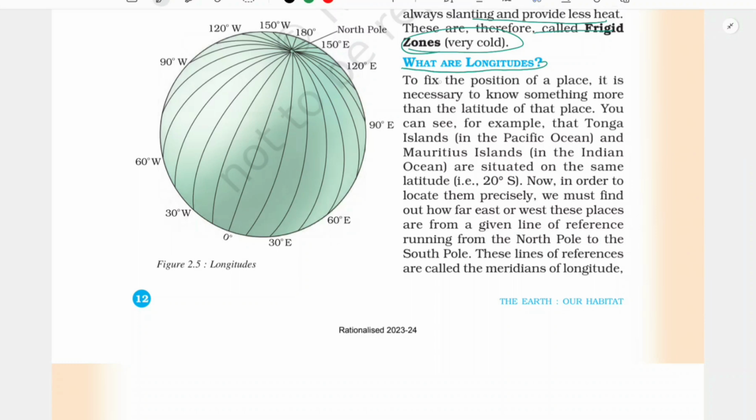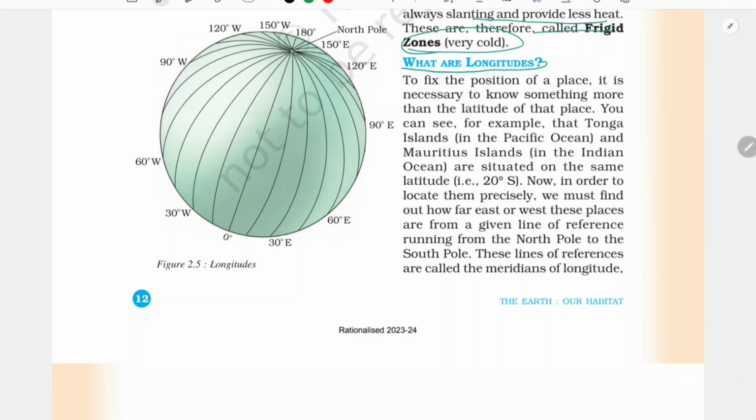So now let us see longitudes. Longitudes are connected with locations and time, directly connected with locations and our time. And again, one more time, let me remind you, these are all imaginary lines. In real Earth, no such lines are drawn; you will not find any such lines. These are all imaginary lines.